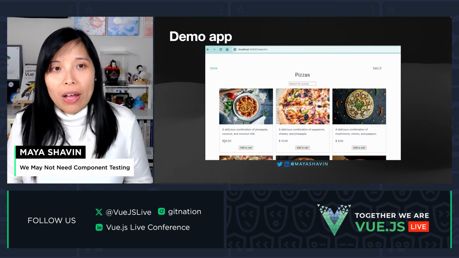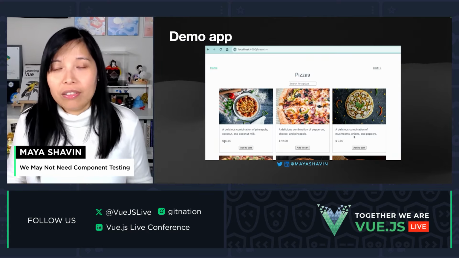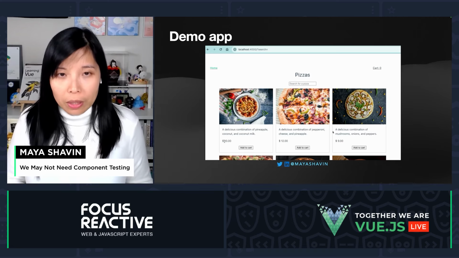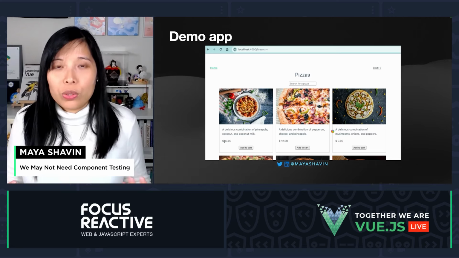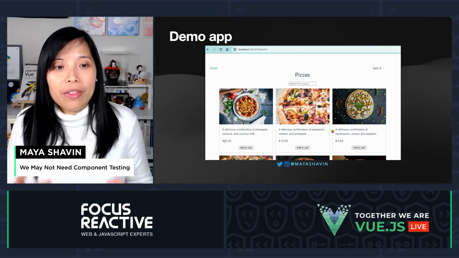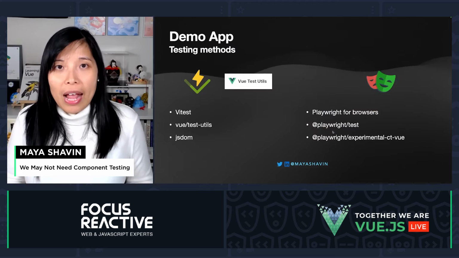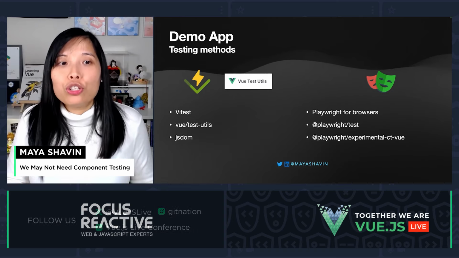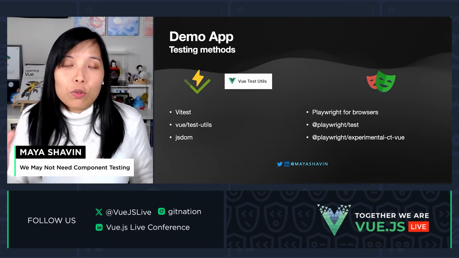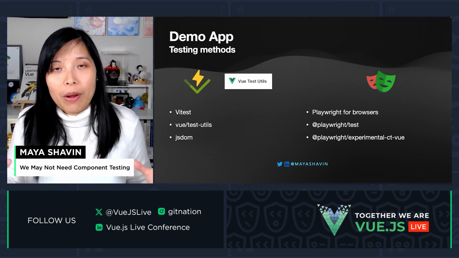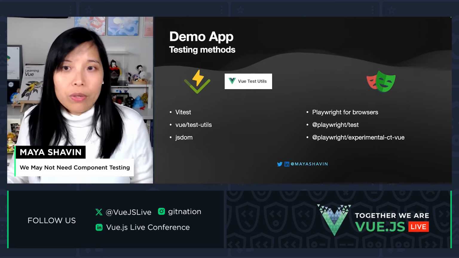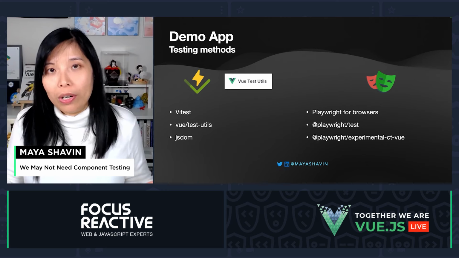In our demo app, we have a very simple application, a pizza store, which allows users to add to cart, then update the cart, and also search and update the URL. For the demo app, we're going to perform the testing with a comparison between two methods. The first one is Vitest with Vue Test Utils, and the second one is Playwright component testing.